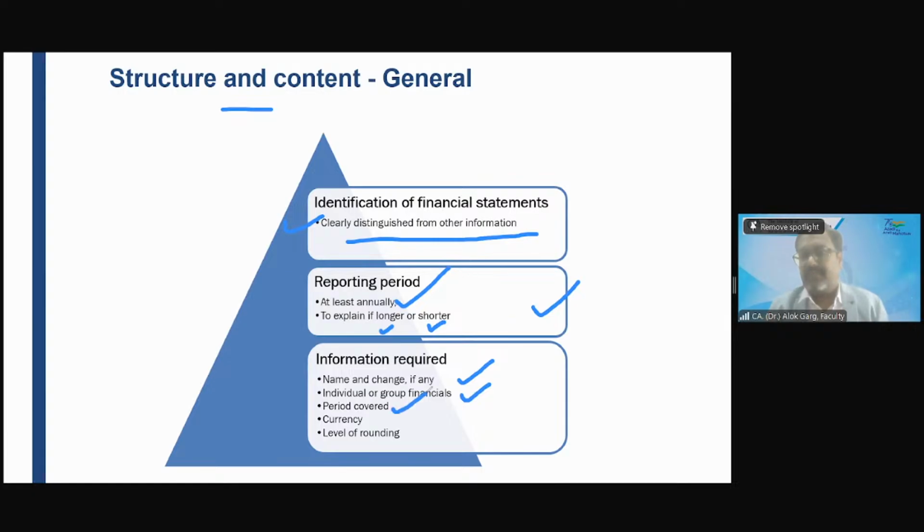Period covered, like balance sheet as at 31st March 2025, and profit and loss for the financial year 24-25. Currency: the currency has to be given, like in rupee or US dollar. Level of rounding: in million, in crores, in thousands. The level of rounding is required to be disclosed on the financial statement.